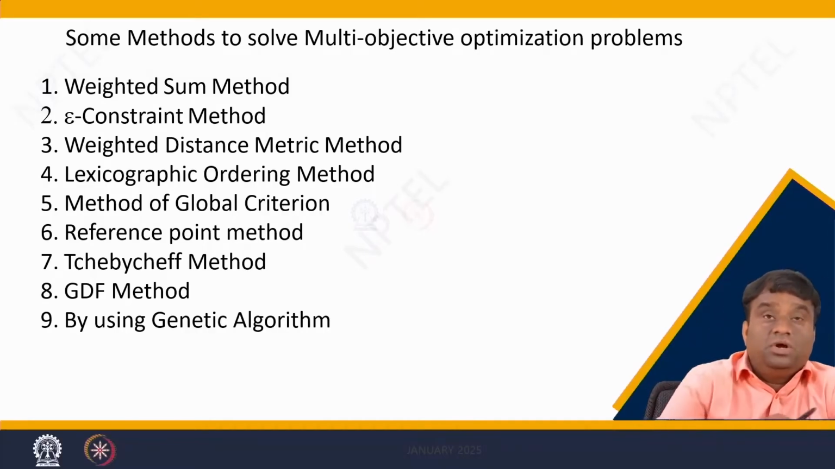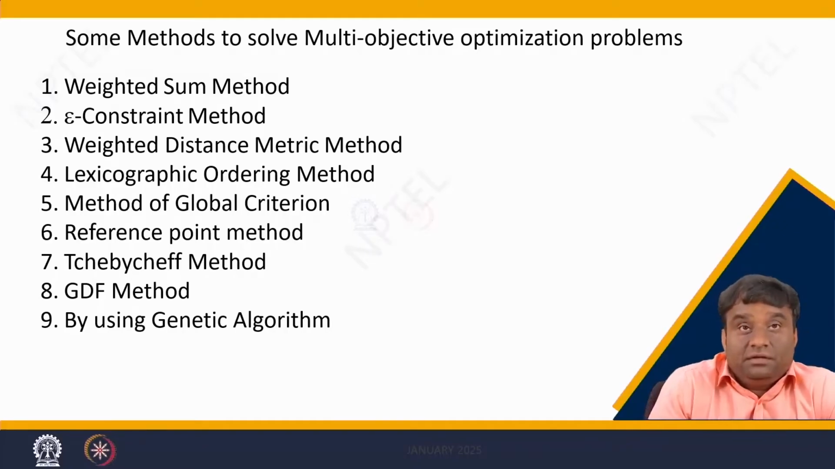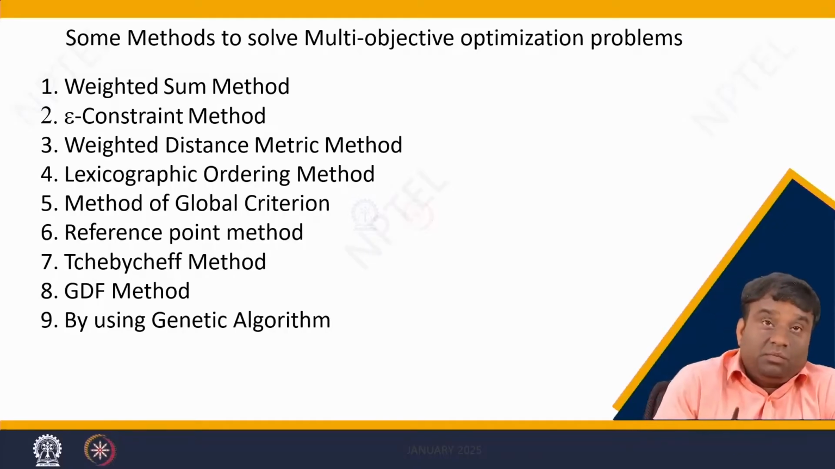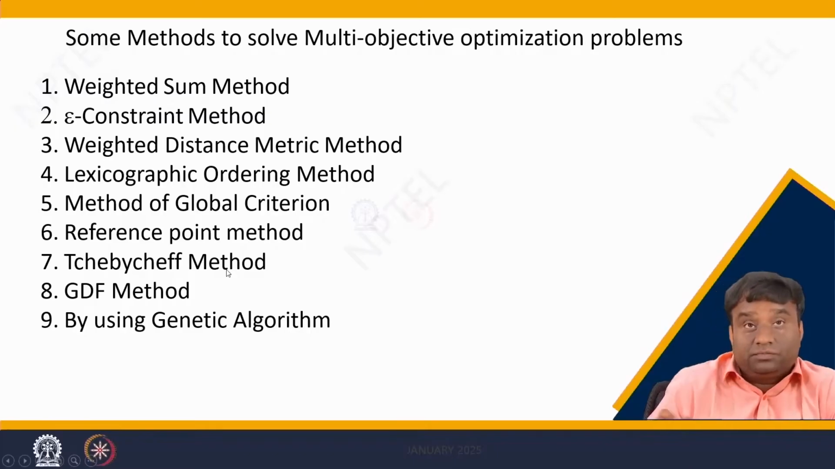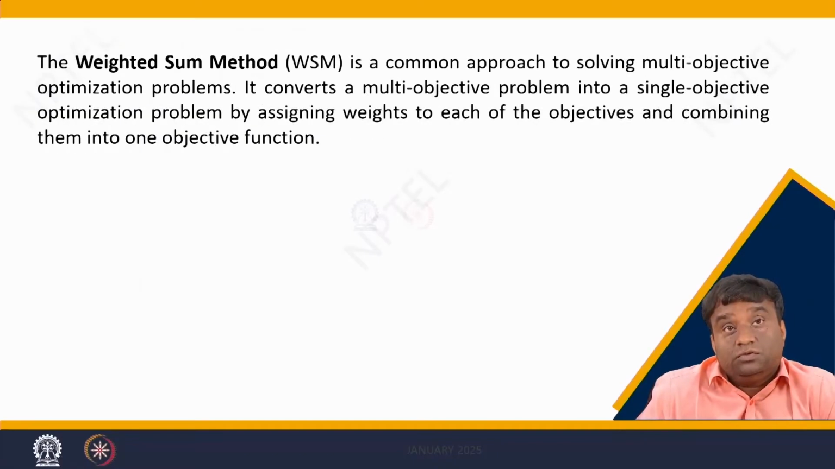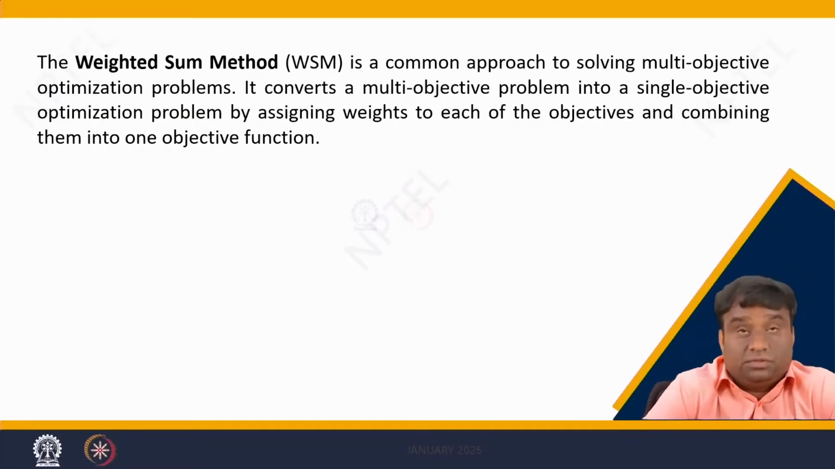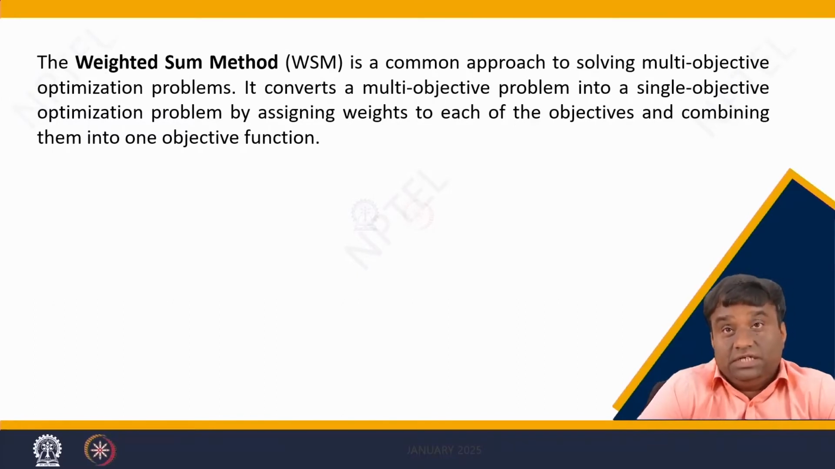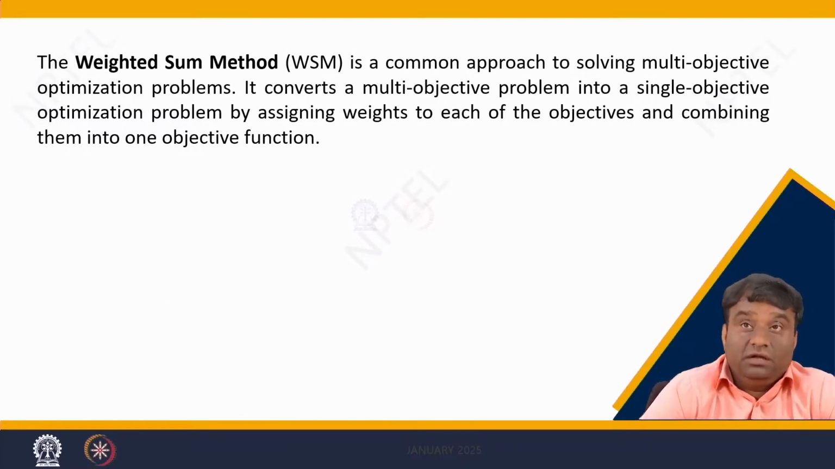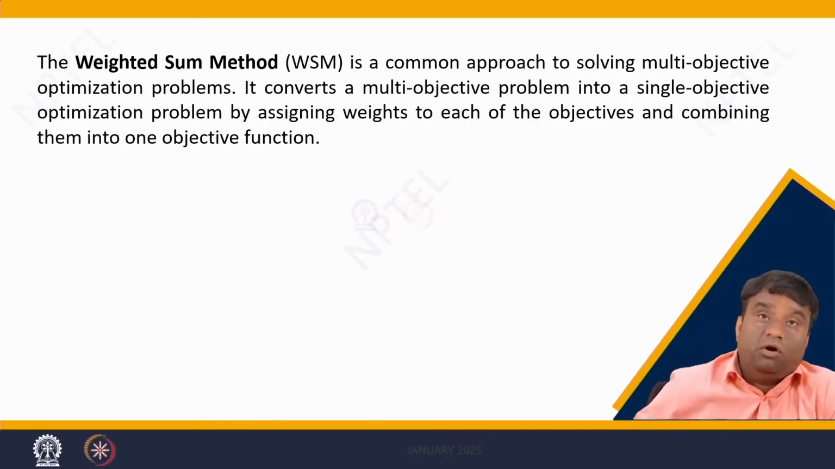Though we will study some of these methods. So first method is the weighted sum method. The weighted sum method is a common approach to solving multi-objective optimization problems. It converts a multi-objective optimization problem into a single objective optimization problem by assigning weights to each of the objectives and combining them into one objective function.